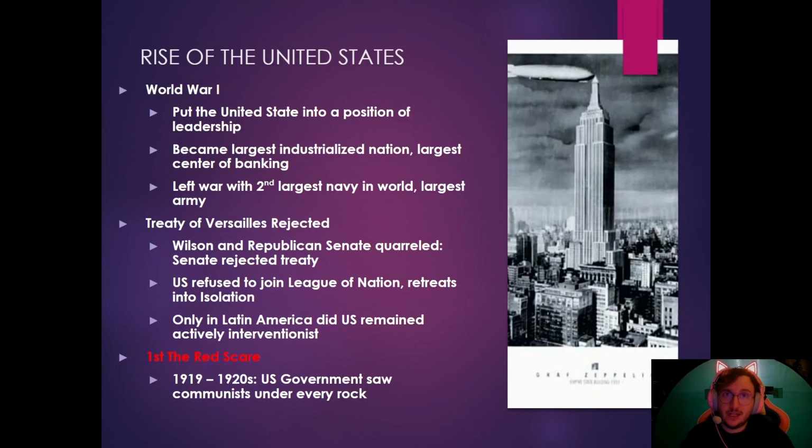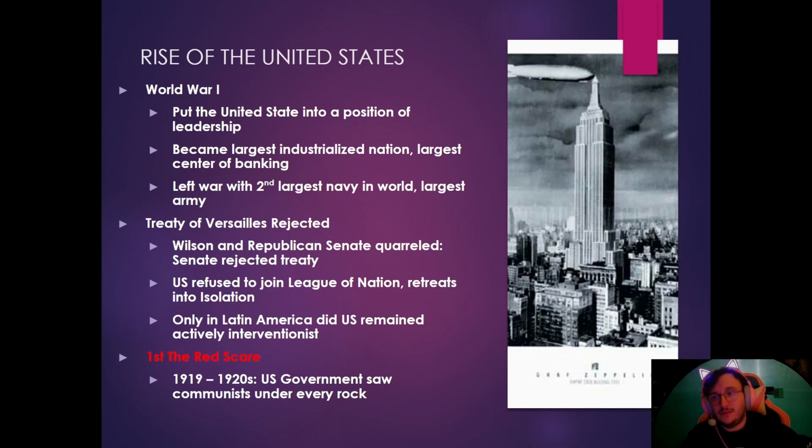Right? Now let's talk about the rise of the United States. After World War I, they're put in a role of leadership. They become extremely industrialized due to wartime economies. They become the largest center of banking. By the end of the war, they have the second largest navy and the largest military. Right? They're the big kids on campus now.